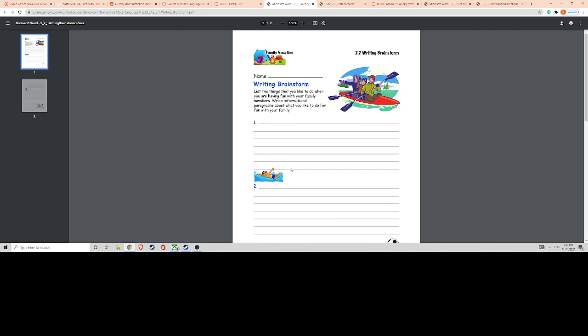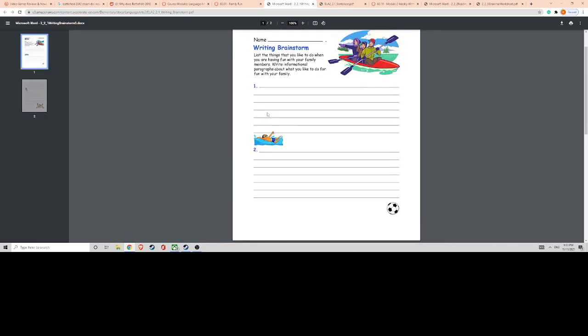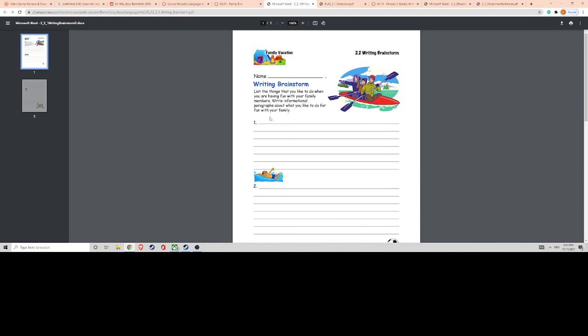Okay, so here you have to list the things that you do when you are having fun with your family. So you have to write 5 sentences about things you like to do when you have fun with your family. For example, you will say, I love to play football with my mother. This is an informational sentence. You are informing the reader what you love to do with your mother.